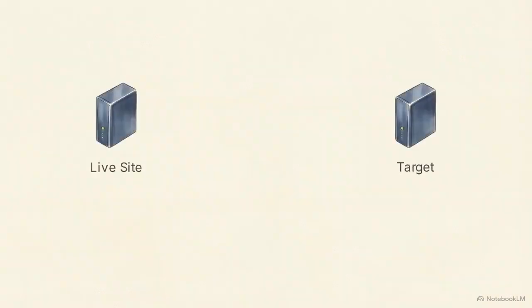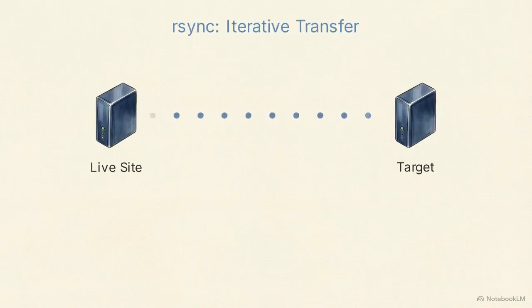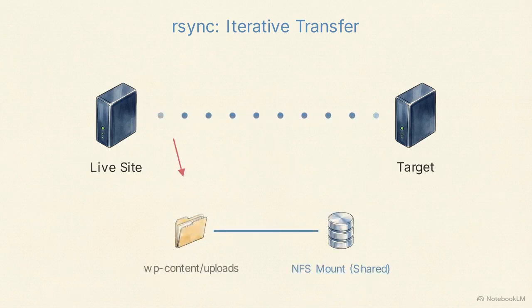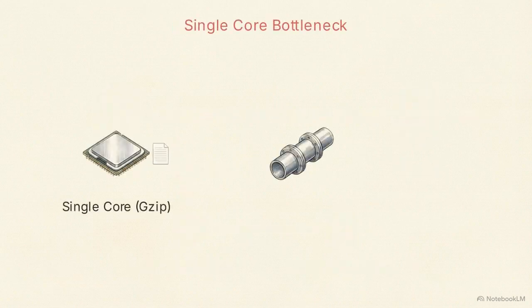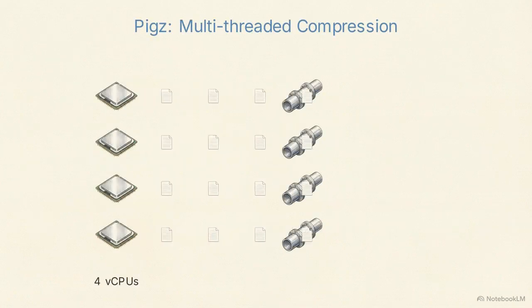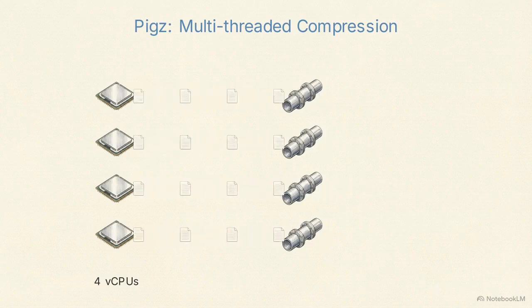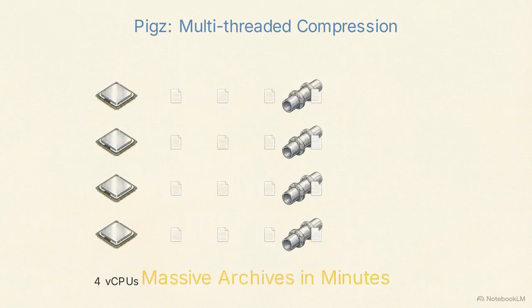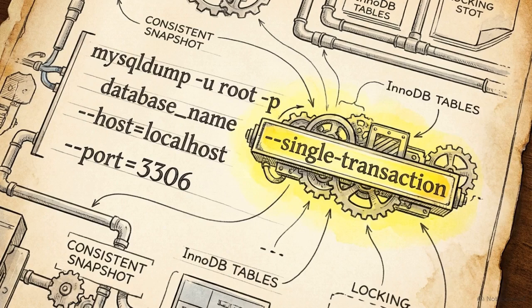We migrate the application files using iterative rsync commands to copy the data in the background while the live site remains active. During this sync, we strategically exclude the WP content/uploads directory, since that data is already handled by our NFS mount. Traditional gzip relies on a single CPU core, creating a bottleneck for large archives. We replace this with the multi-threaded Pigz utility. Pigz parallelizes the compression across all available CPU cores, allowing us to handle massive site archives in minutes rather than hours. The database is migrated using MySQL dump.